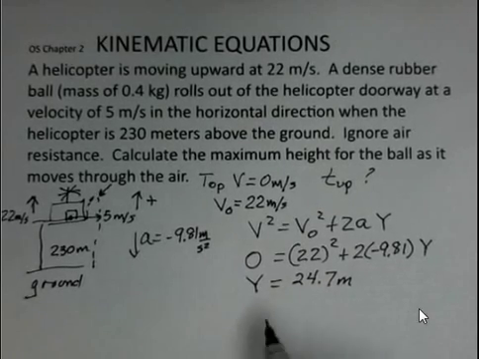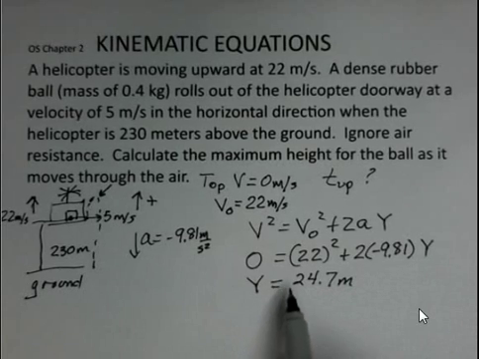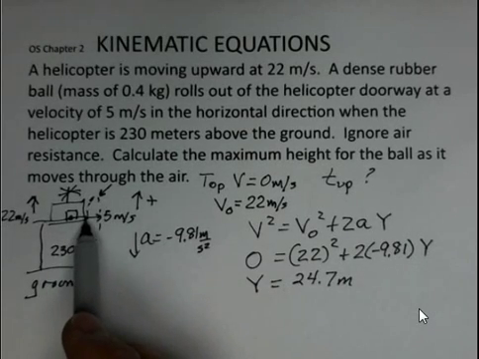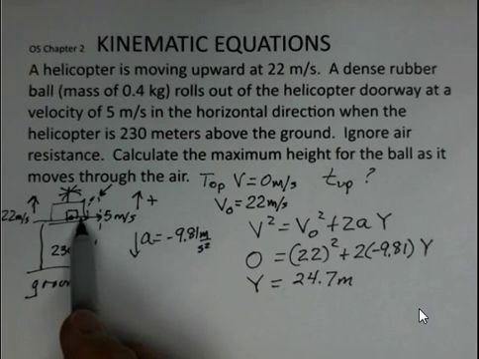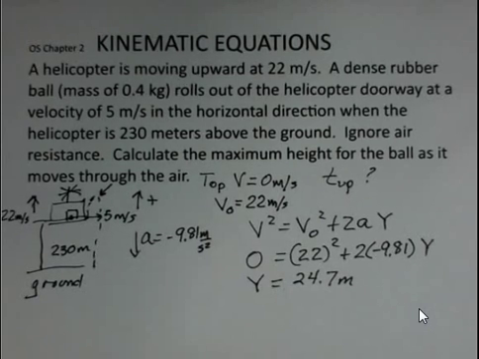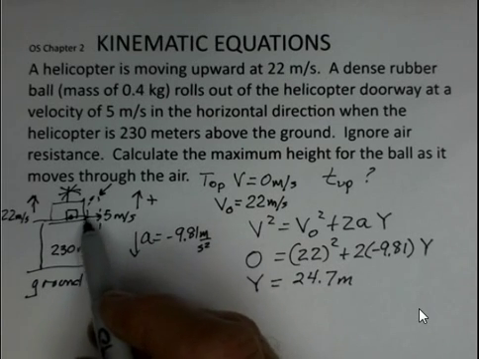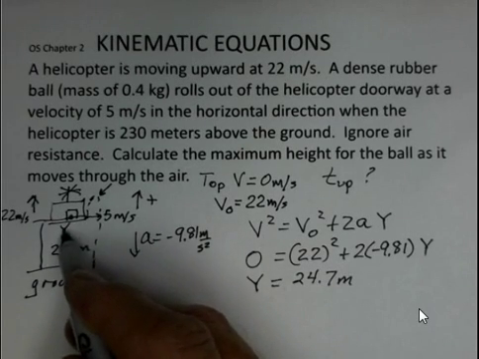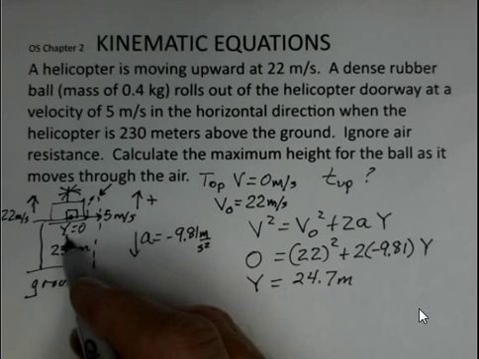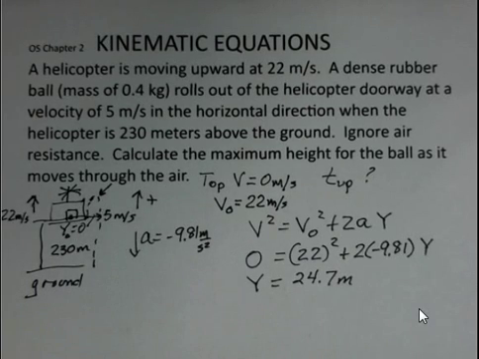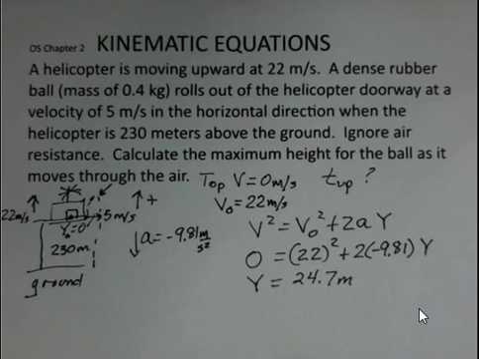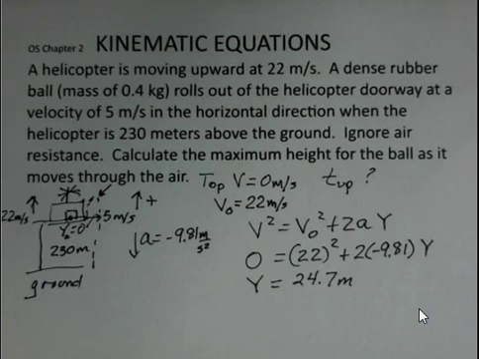Is this the height above the ground? No. This is the height above the release point, if you will. It's when the ball separated itself from the helicopter. That's y equals 0 in this calculation. I'll go ahead and put it there. Y naught equals 0, right where the ball comes out of the helicopter. And we go up 24.7 meters from there. That's the place where the velocity is 0.